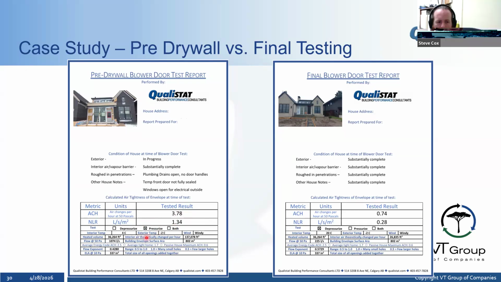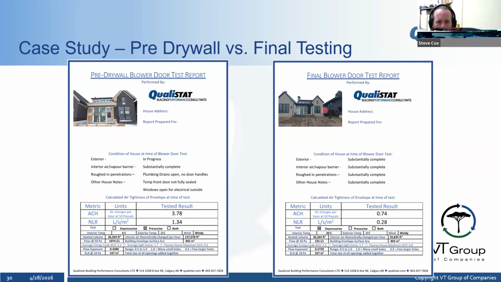This was a positive pressure test. What we're doing is we're pressurizing the building rather than depressurizing the building. We have a flow rate of about 1,000 liters per second, so quite leaky. And then I also want to draw your attention to the equivalent leakage area of 337 square inches on this one.